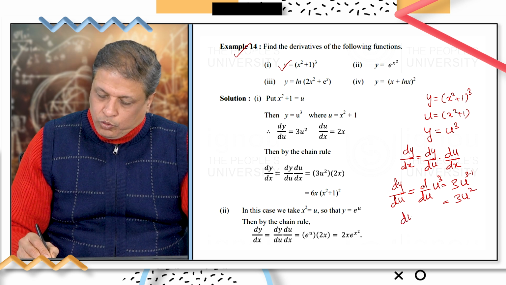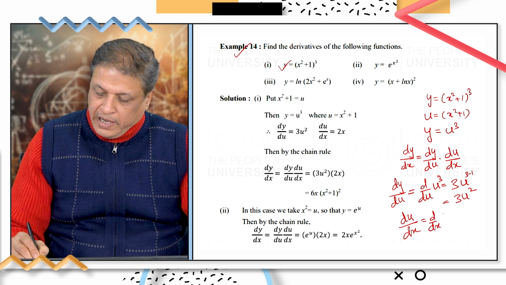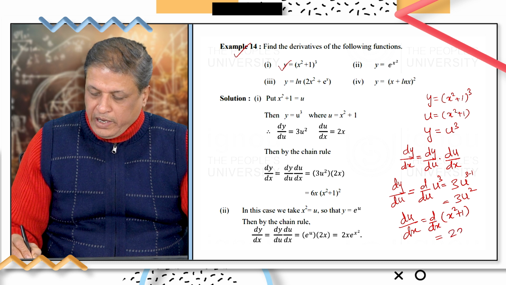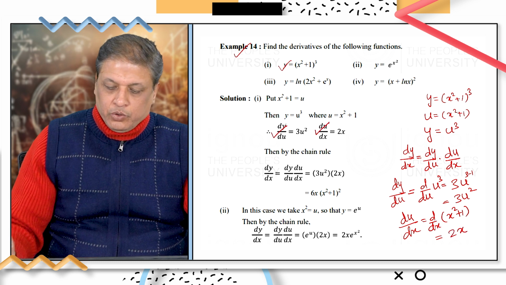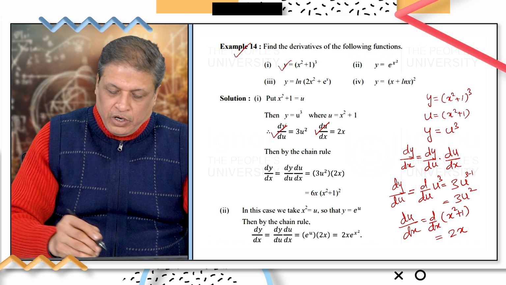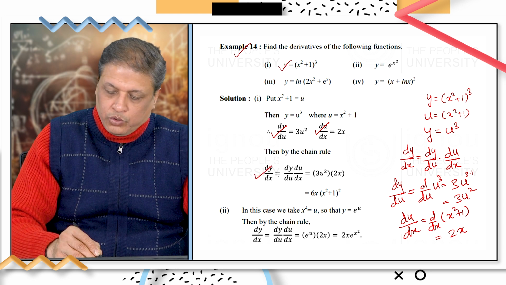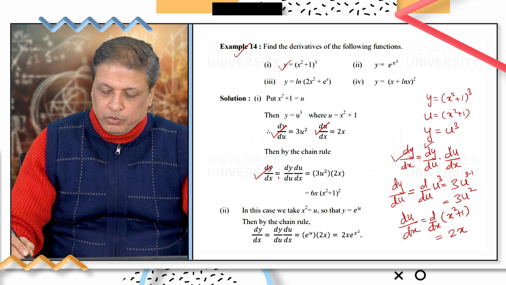Similarly, du by dx will be equal to d/dx of x square plus 1. This turns out to be 2x. So du by dx is 2x and dy by du is 3u square. Now applying the chain rule, dy by dx will be equal to dy by du into du by dx.